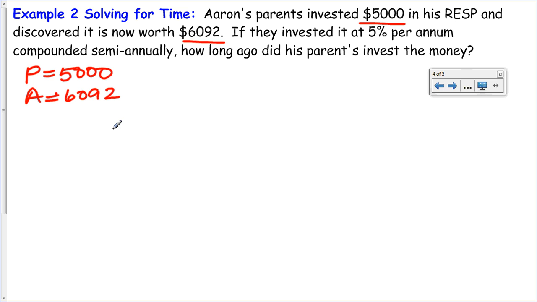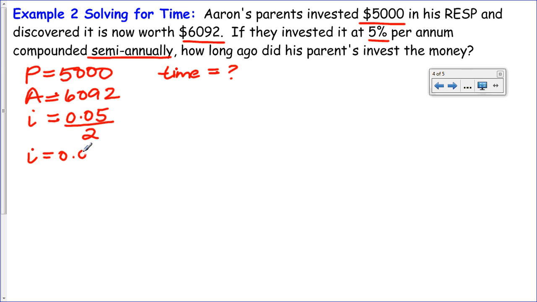If they invested it at 5% per annum compounded semi-annually, so we know the interest rate and the compounding period, how long did his parents invest the money? So we're looking for time. Okay, but we do know the interest rate, and that's 5%, which is 0.05, divided by 2, because it's semi-annually, so that's 0.025.